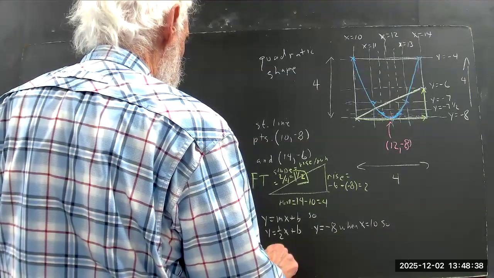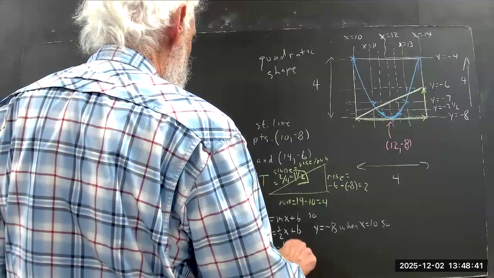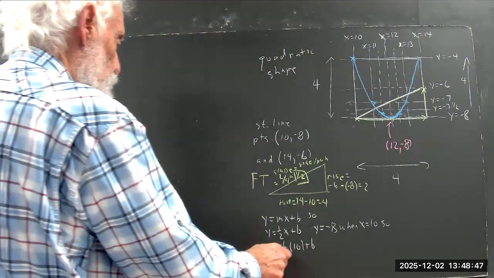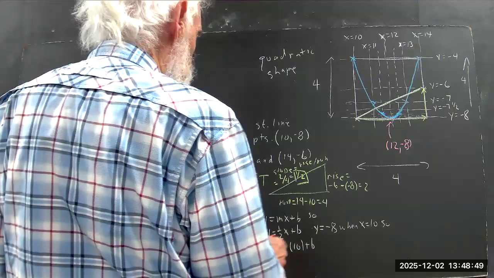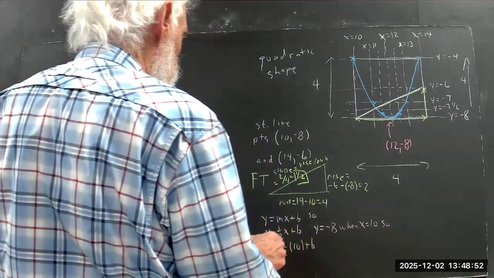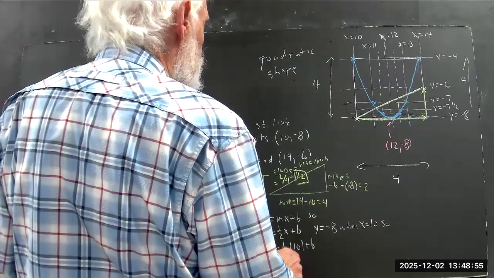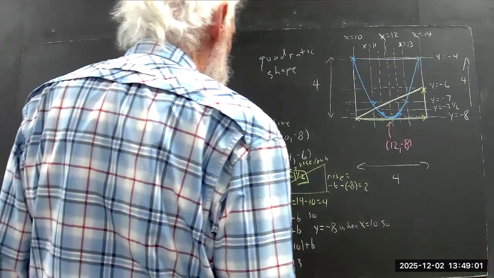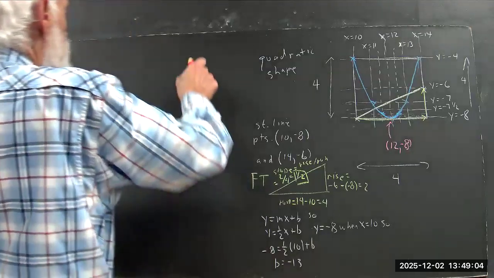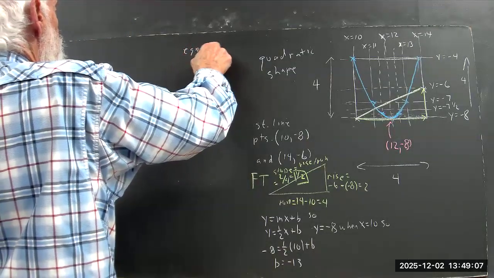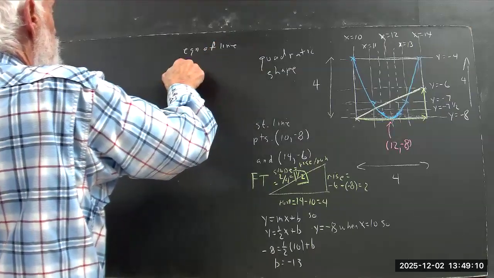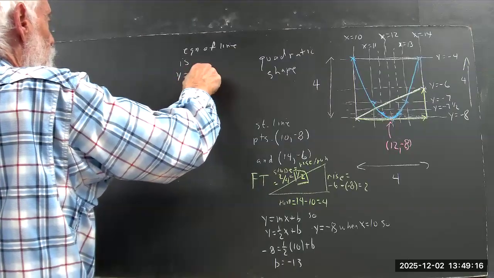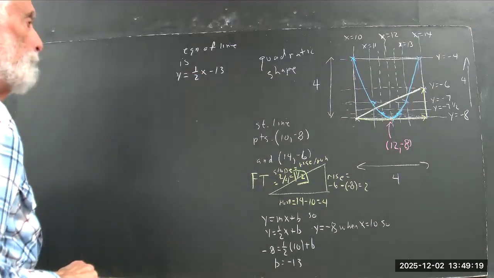So -8 is 1/2 of 10 plus b, just plugging in -8 and 10 for y and x. And we solve this. Half of 10 is 5, subtract it from both sides. b equals -13. So the equation of the line is y equals 1/2 x minus 13.